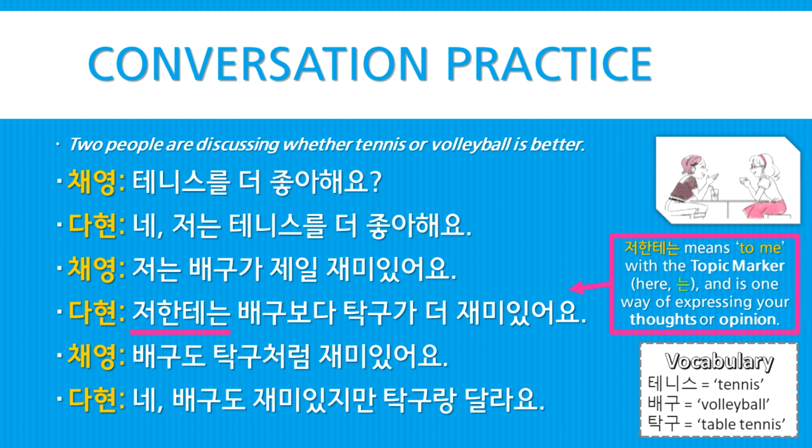저한테는 배구보다 탁구가 더 재밌어요. Literally, 저한테는 means to me with the topic marker. And it's one way of expressing your thoughts or opinion. So, to me, table tennis is more fun than volleyball, 배구보다. 배구도 탁구처럼 재밌어요. Volleyball is also fun like table tennis, 탁구처럼. 네, 배구도 재밌지만 탁구랑 달라요. Yes, volleyball is also fun, but it's different than table tennis. 탁구랑 달라요.